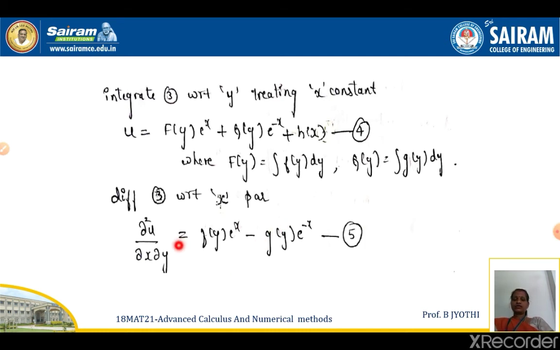We get ∂²u/∂x∂y = f(y) e^x, because the derivative of the integral F(y) is small f(y), times e^x, and similarly for capital G(y) we are getting minus g(y) e^(−x). We are differentiating 3, not the fourth one. So this is what we will be getting.